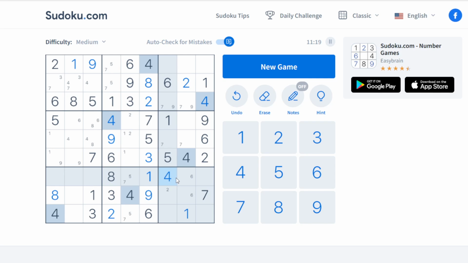This must be the 4. And since we know that's the 4, this must be the 2. We can make a note that the 2 must be in here or here. I don't know if we can find any more information from that, but it doesn't look like it. Okay, so let's continue forward.